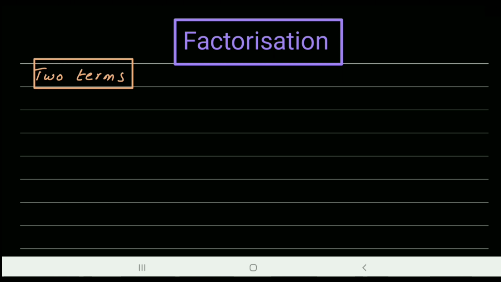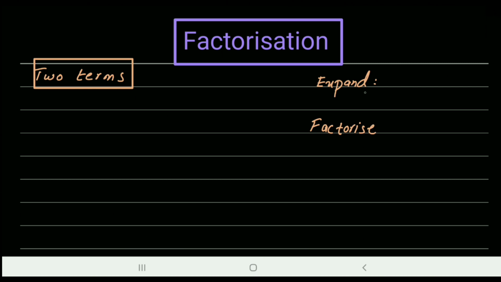So in this video I will explain you three types of factorization: two terms factorization, three terms factorization and four terms factorization. First of all, it is very important to know the difference between expand and factorization. In expand we have to remove the brackets, and in factorization we have to introduce the brackets.